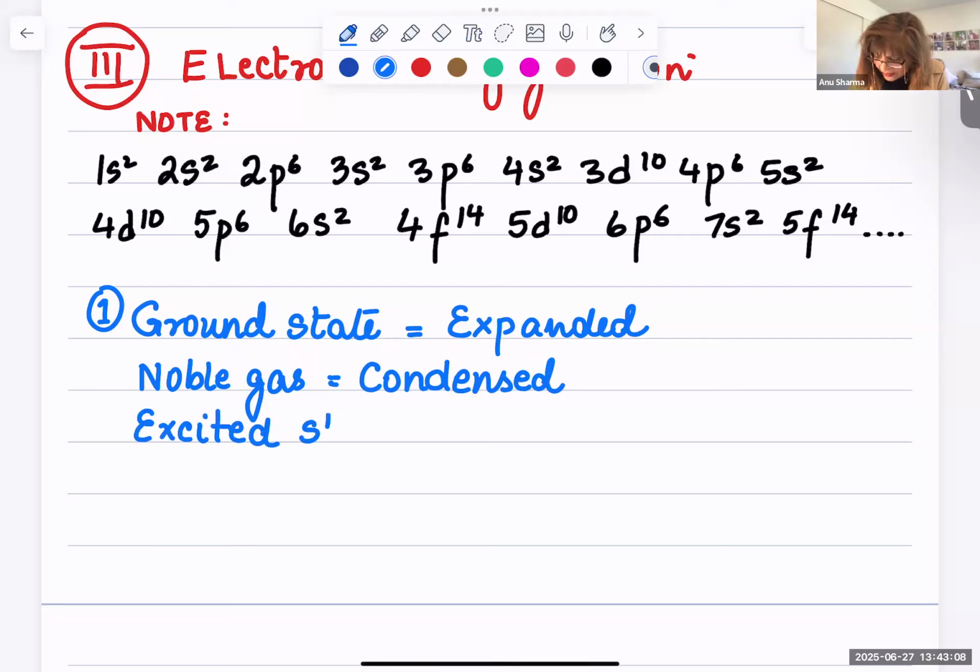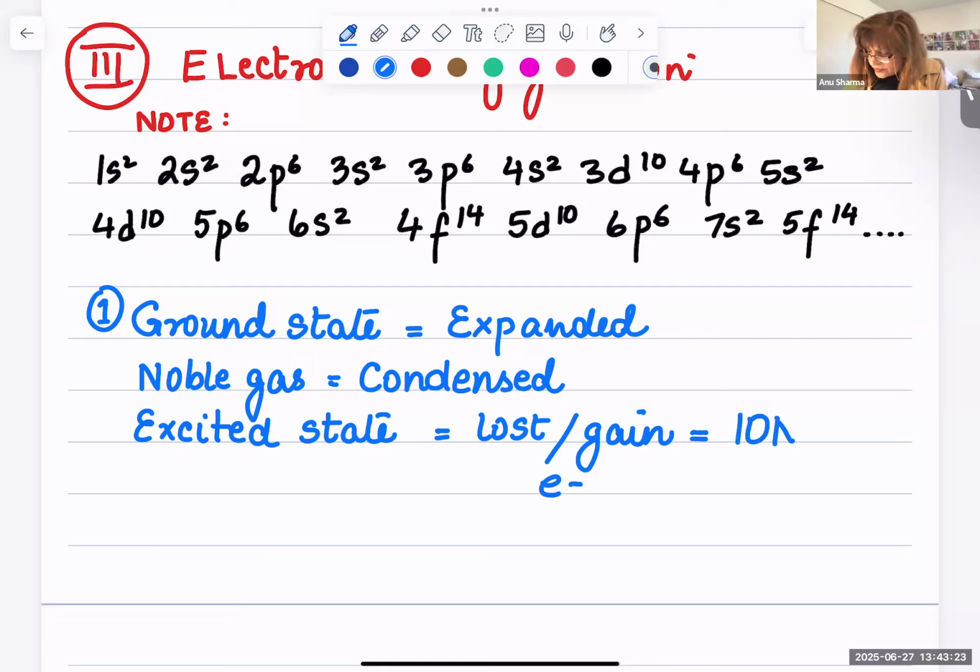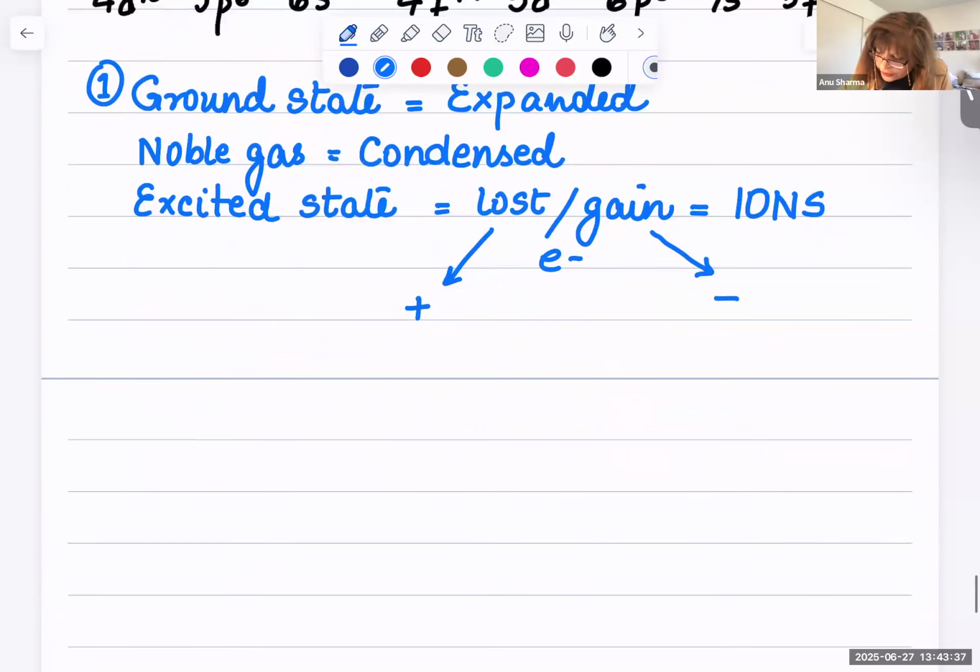Excited state is the one where electrons are lost or gained. So this applies to the ions. Ions that lose electrons will show a positive charge, and gained will show a negative charge on the ions. Okay, so ground state. You can also be asked about the orbitals.